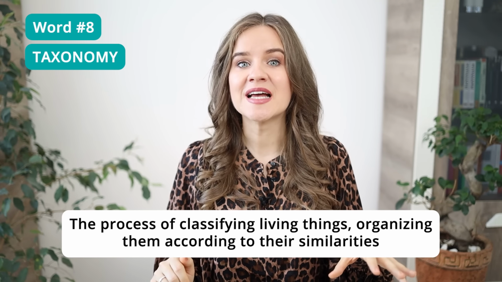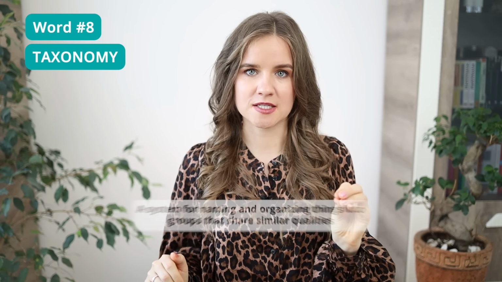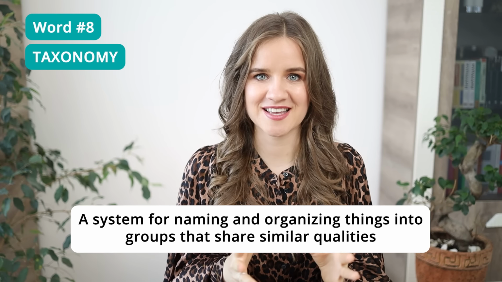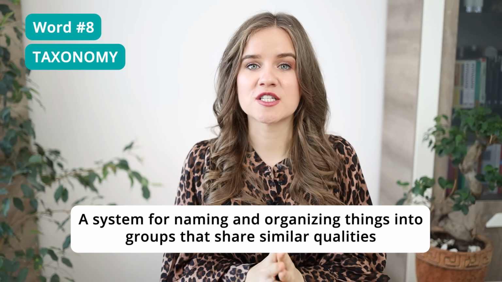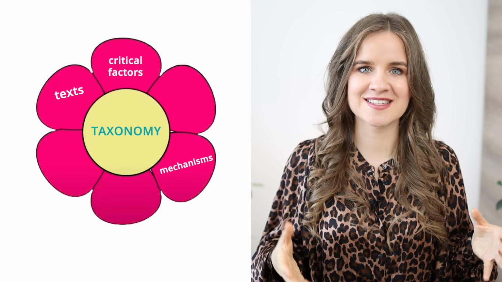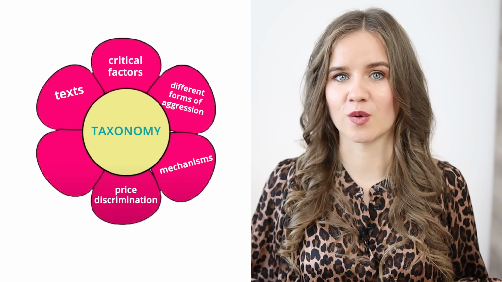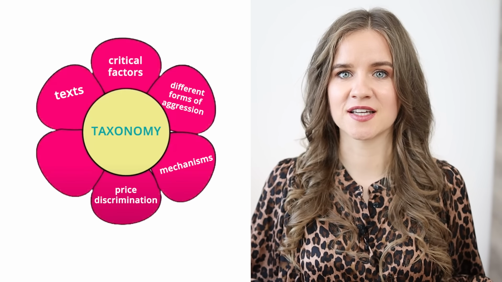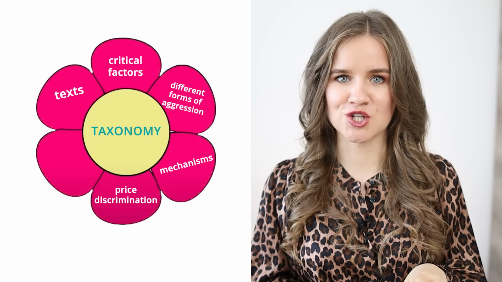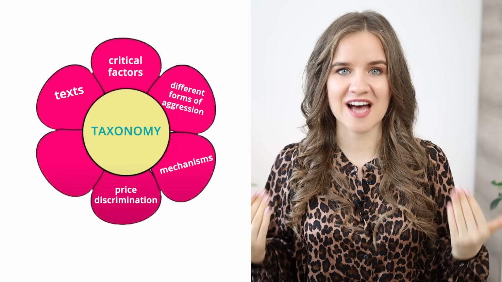For example, the taxonomy of species. You can also see it in other fields where it's used to describe a system for naming and organizing things into groups that share similar qualities. For example, the taxonomy of critical factors, mechanisms, texts, price discrimination, or different forms of aggression. It's often used in question types that involve paraphrasing. So, if the question is about organizing and classifying, watch out for the word taxonomy.